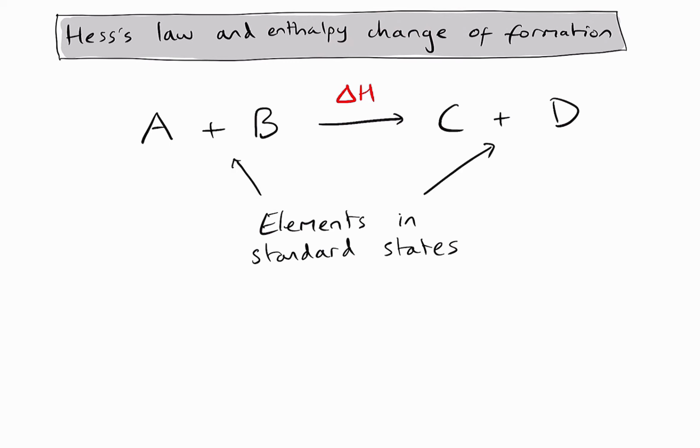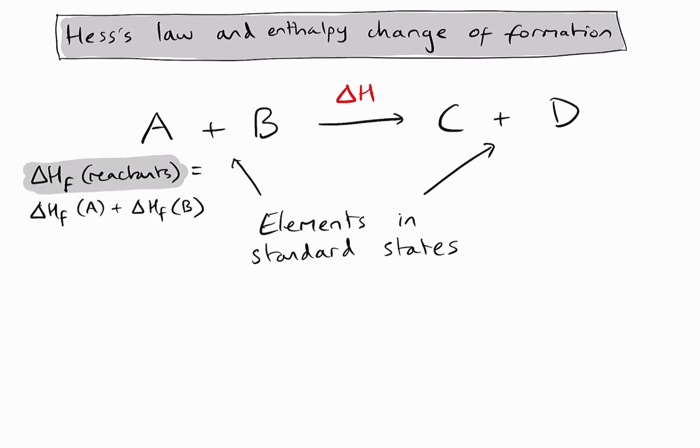So in this simple example, the enthalpy change of formation for my reactants would equal the enthalpy change of formation of A plus the enthalpy change of formation of B. And the enthalpy change of formation of my products is going to equal the enthalpy change of formation of C plus the value for D. And remember, if in my balanced equation I have, for example, 2 moles of D, then I would need to do 2 times the enthalpy change of formation of D.